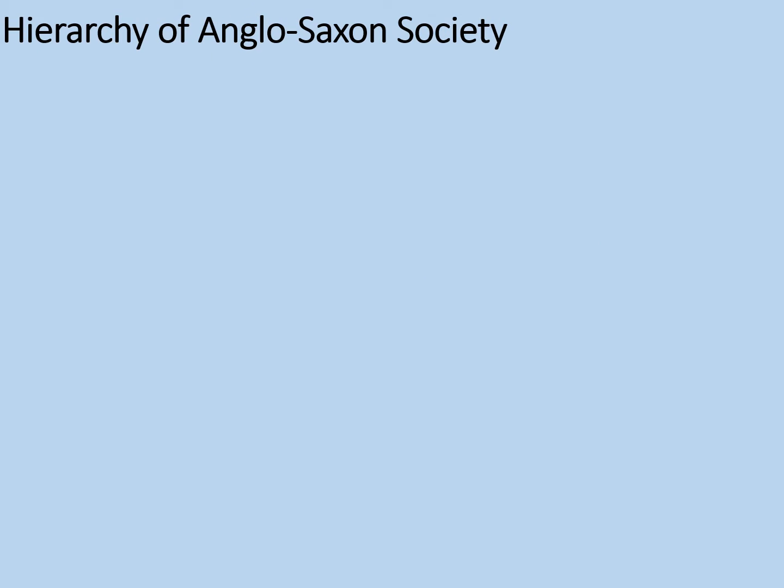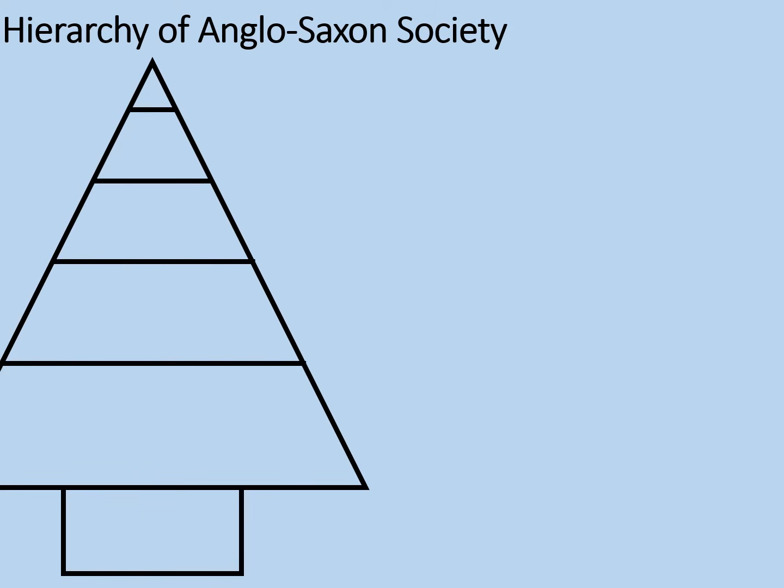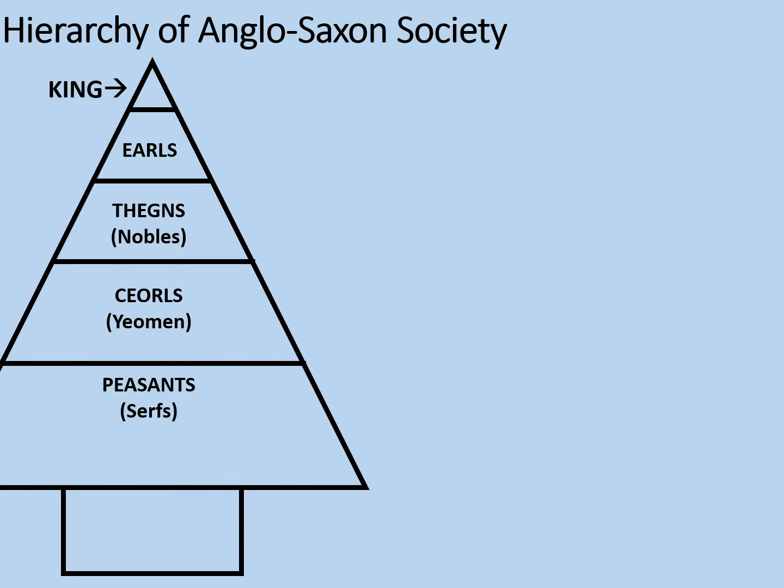Anglo-Saxon society was hierarchical. This meant that it was organised by levels of differing power. So let's have a look at those different levels now. At the top was the king, beneath them the earls, then thanes or nobles, then churls or the so-called yeomen or free farmers, then peasants or serfs, and then right at the bottom, slaves. So what was the role of each of these in keeping law and order?